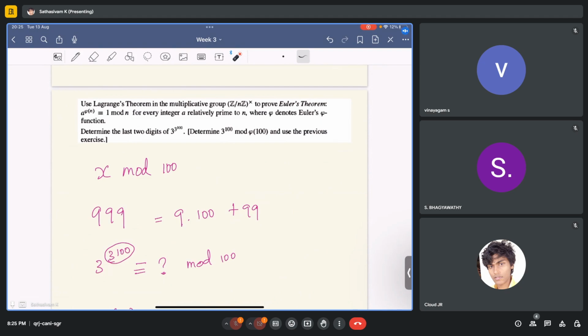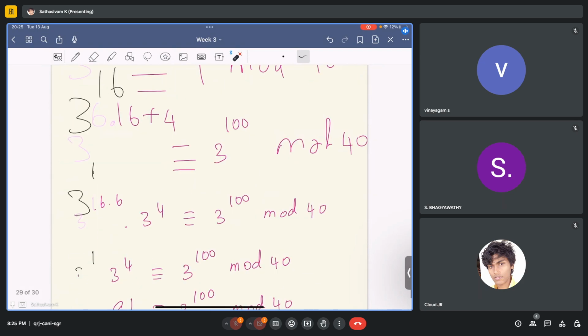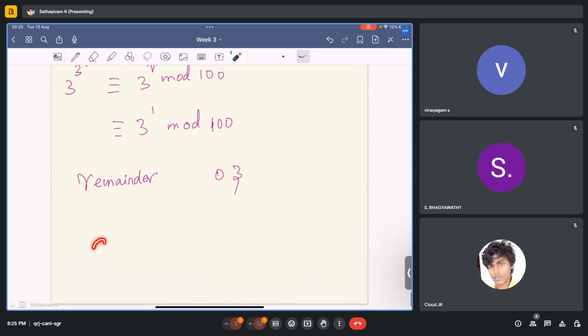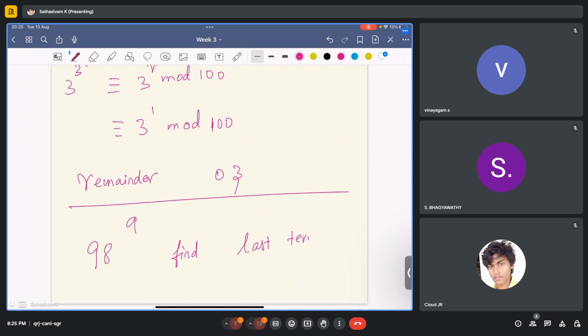So probably you can try some other problem. If you try some other problem, it may not always be easy, but maybe I'll write one more problem for you as an exercise. Okay, 98 power 9. Find, let's say, the last term. When I say last two terms or three terms, that will usually be big actually. Last term means you just have to go mod 10. So this may be comparatively easier to find.